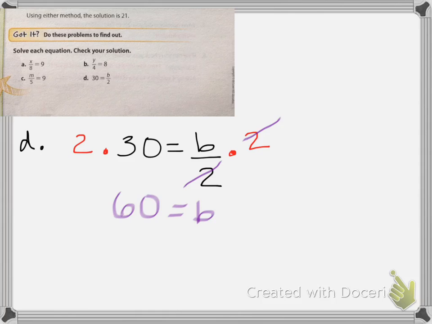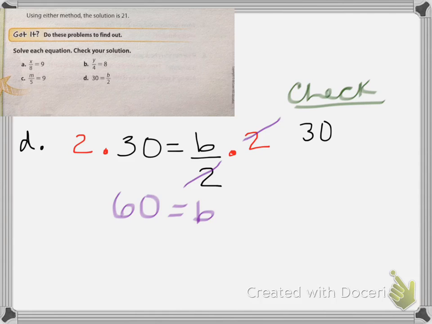So I don't want you to get into the habit of just flip-flopping them. But I do want to point out that 60 equals B is saying the same thing as B equals 60. So now on the right-hand side, we're going to go ahead and do our check as we've been doing each time. So we're going to write check, and then we're going to start with the original problem.